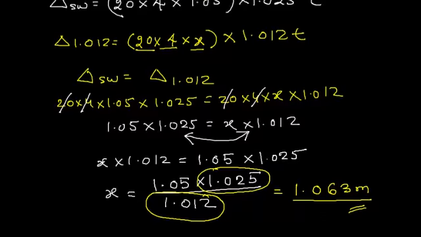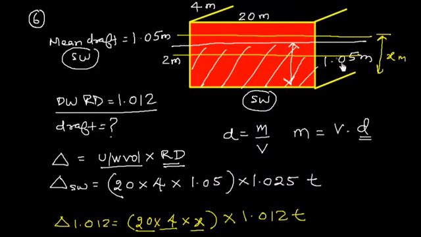This is the draft, and we can say that this draft is going to be more. It was 1.05 in salt water. Now the draft is 1.063, which is much more than 1.05.